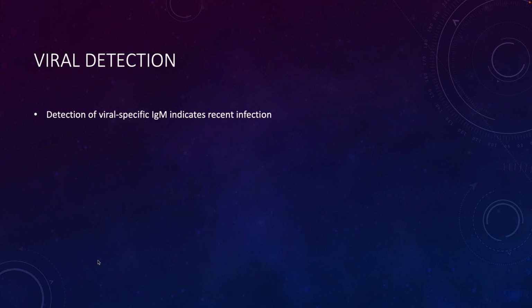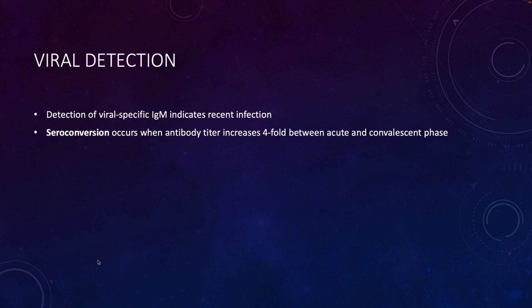When you are looking at host antibodies, if you find viral specific IgM, that indicates a recent infection because IgM is the first antibody produced in response to an infection. So if you have high levels of IgM, that means you're either still infected or perhaps it was recently cleared, but it's a very recent infection.